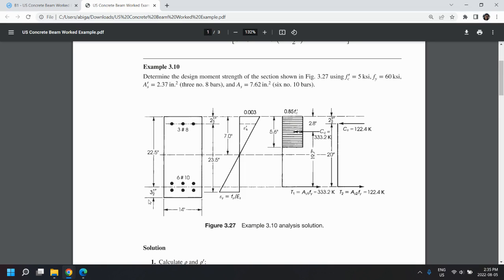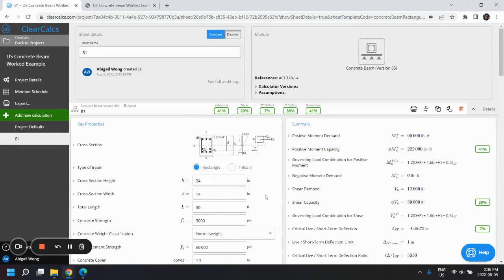So looking at this diagram, we can see that the total height of the beam is 22.5 inches plus an additional 3.5. The total width along the bottom is 14 inches. Our bottom tension bars will be 6 number 10 bars, and our top compression bars will be 3 number 8 bars. So let's input that in ClearCalcs.